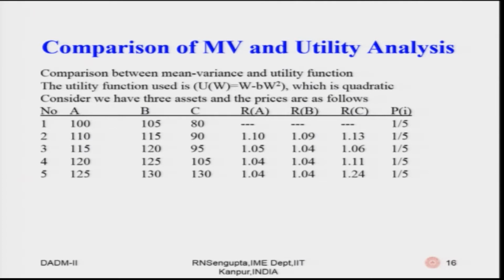Consider we have 3 assets and the prices are as follows. Here if you look at the chart, this is again a hypothetical example. We are taking the serial numbers depending on the outcome, and the decisions are A, B, C, and the values are given in the second, third and fourth columns, corresponding to the outcomes for A, B, C respectively. In the fifth and sixth columns, we are trying to find out the returns for A, B and C.